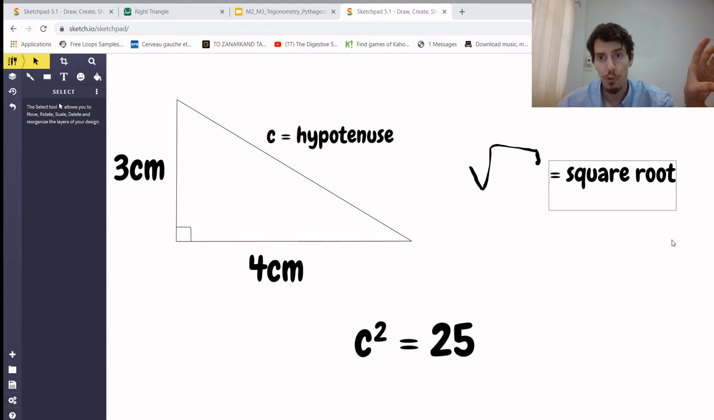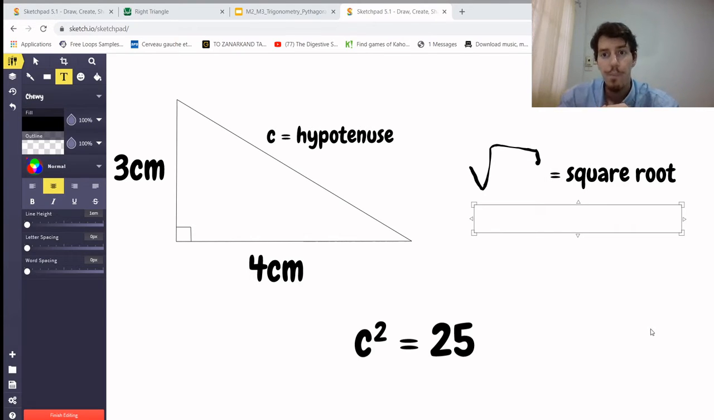The square root and something squared are opposites. What does it mean? In math, the opposite of something is something you do to go back to where you came from.